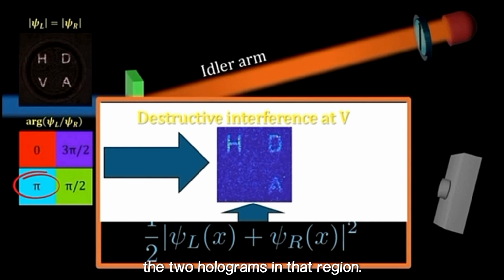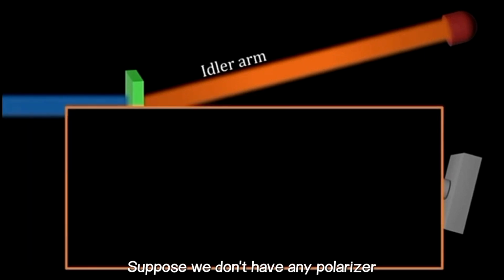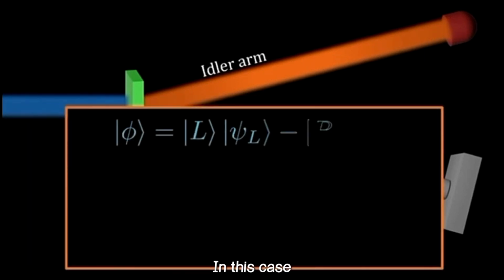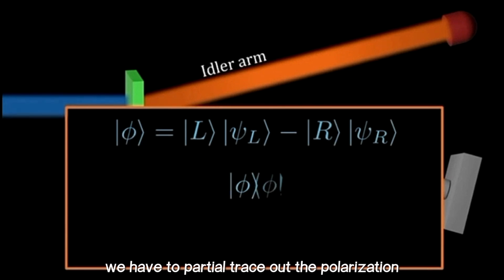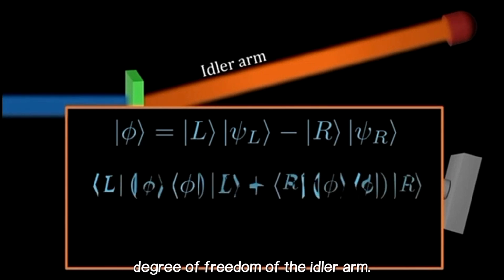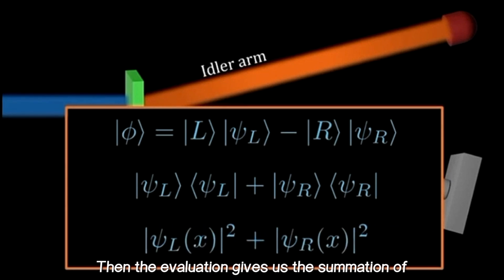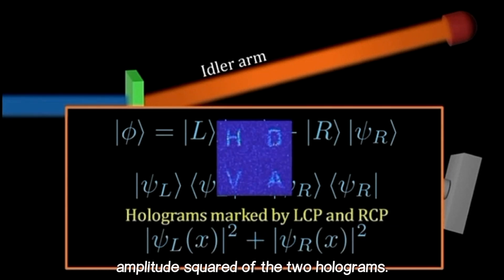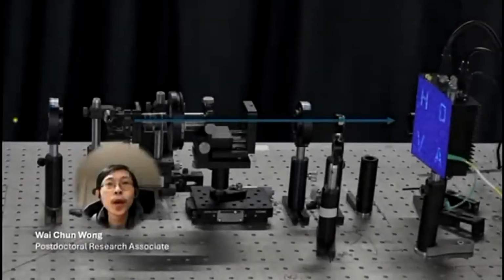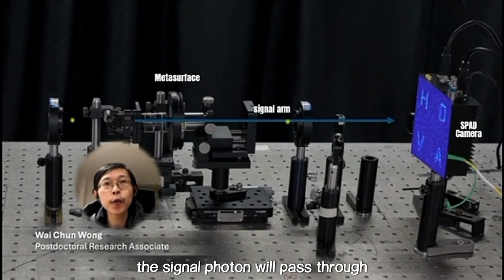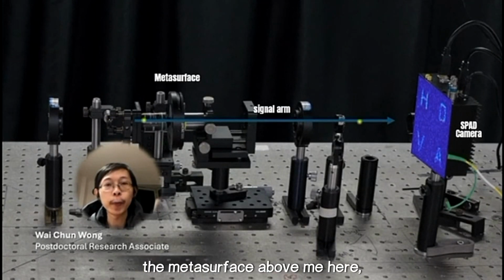that region. Suppose we don't have any polarizer in the idler arm. In this case, we have to partially trace out the polarization degree of freedom of the idler arm. Then the evaluation gives us the summation of amplitude square of the two holograms. Interference gone.